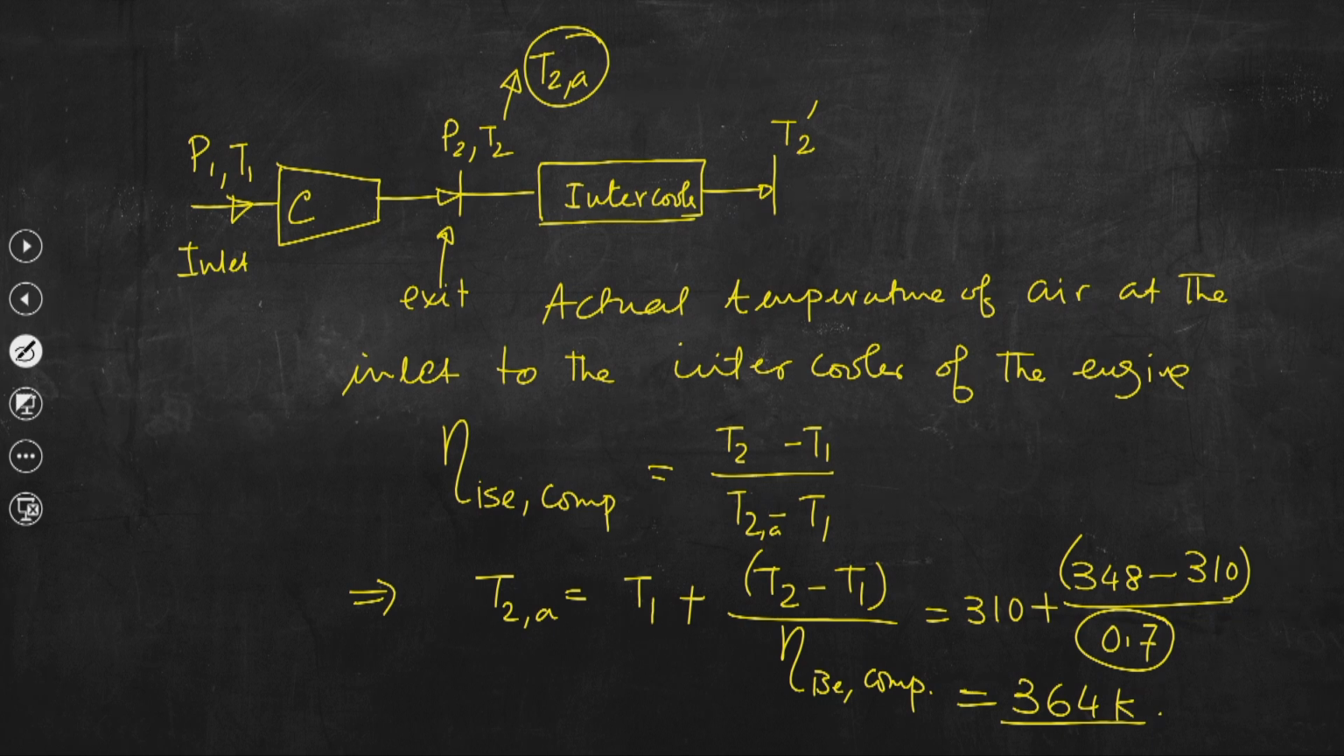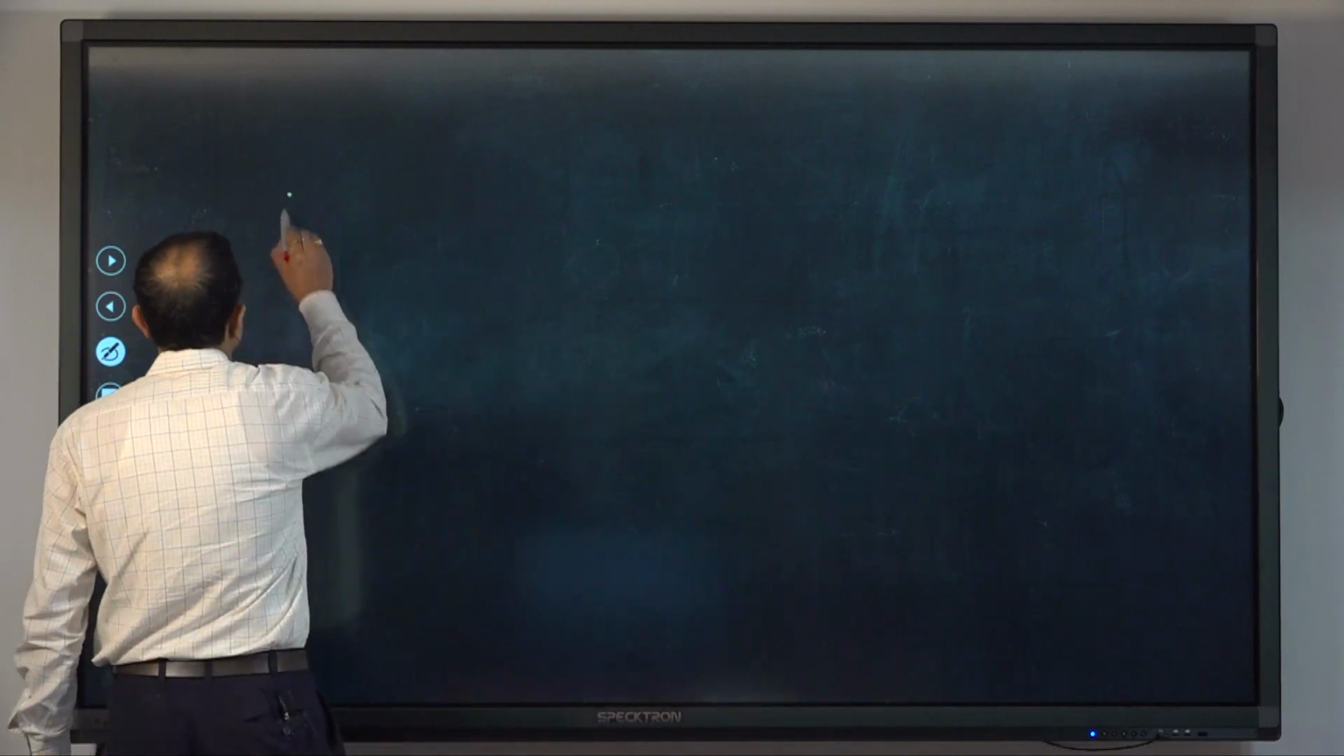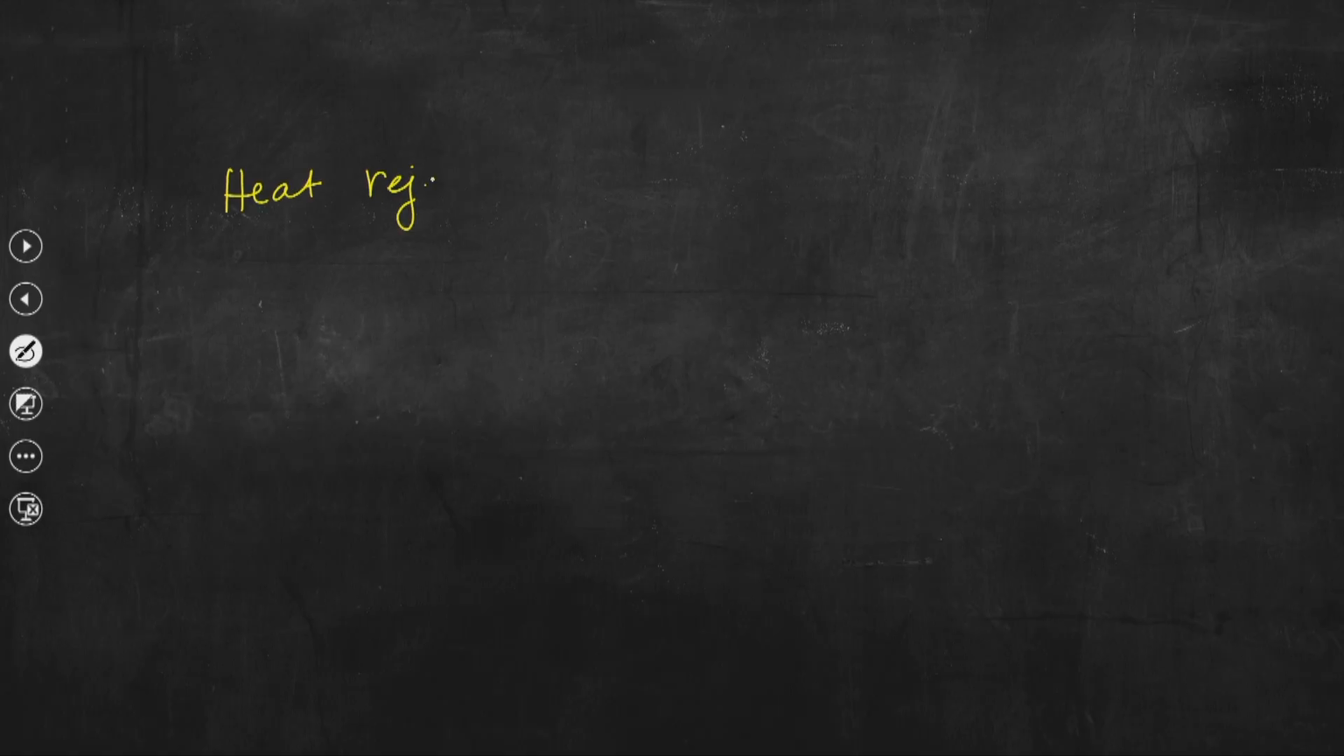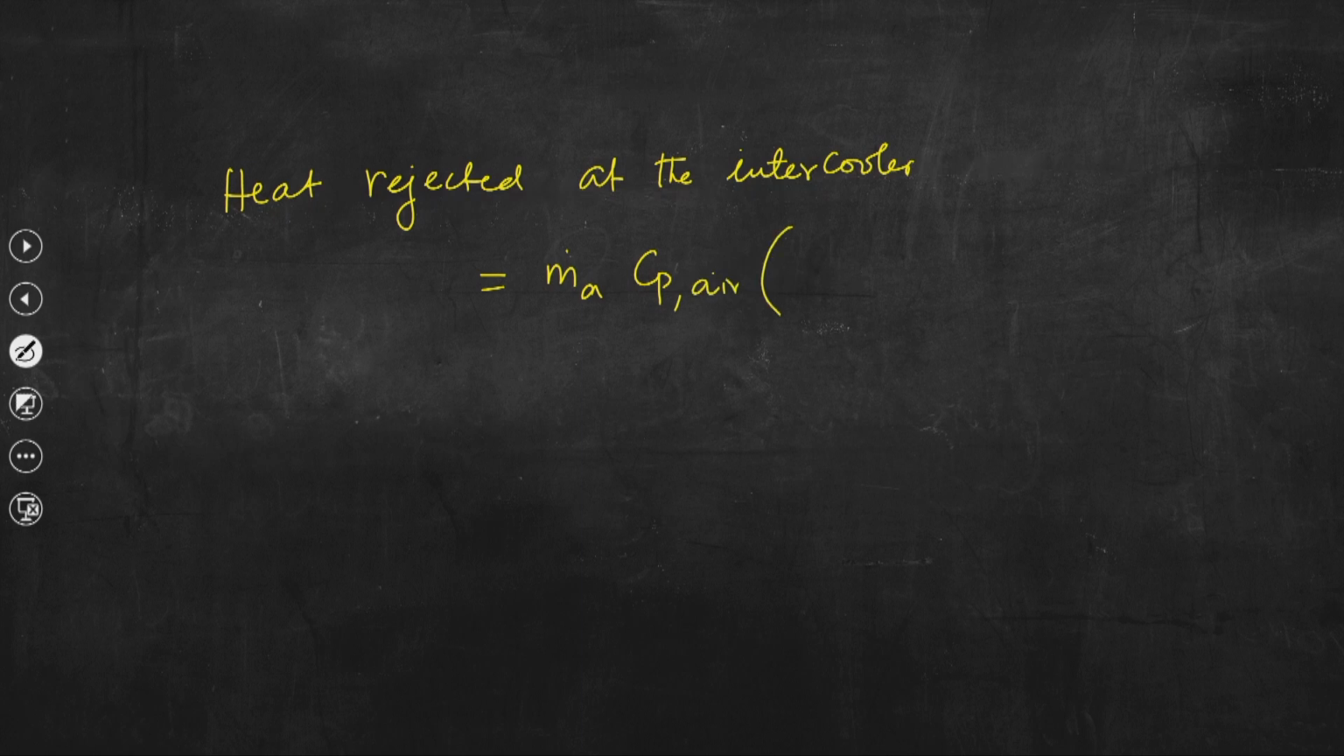Hence from this data, we can say the heat rejected at the intercooler is m dot A into Cp air, assuming that Cp does not change with the rise in temperature, into 364, the temperature at the inlet to the intercooler, minus 340, the temperature at the inlet manifold even after using the turbocharger, right.